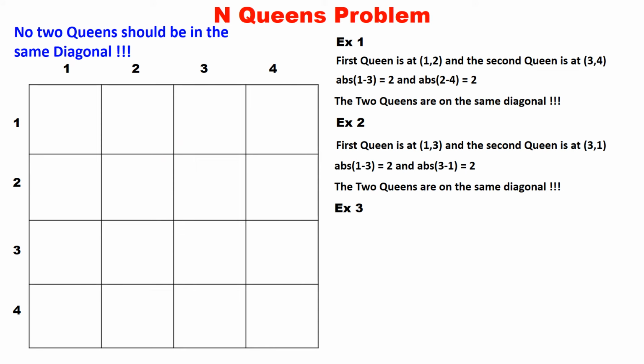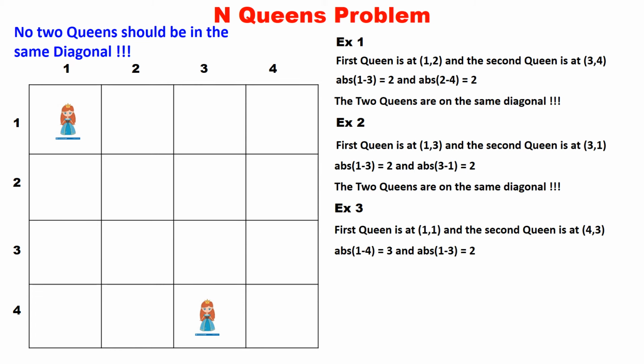Yes. Let me illustrate with one more example. Example number 3. Now I will consider the queen at 1, 1. The first queen, and the second queen at 4, 3. Let us find the difference between the rows. The first queen is at the first row. The second queen is at the fourth row. What is the difference between 1 and 4? 3. Let us find out the difference between the columns. The first queen is in the first column, the second queen is in the third column. The difference between 3 and 1 is 2.